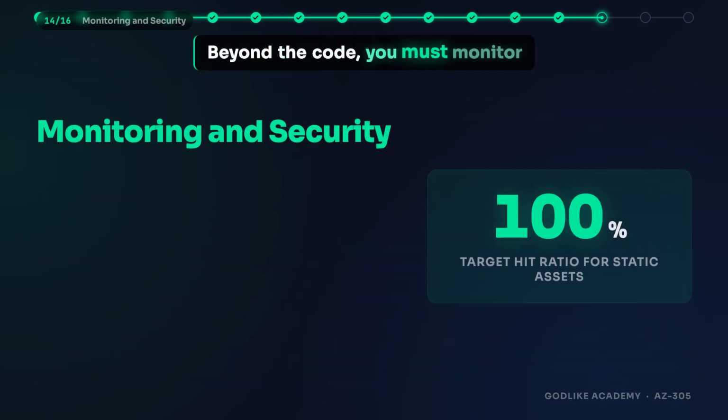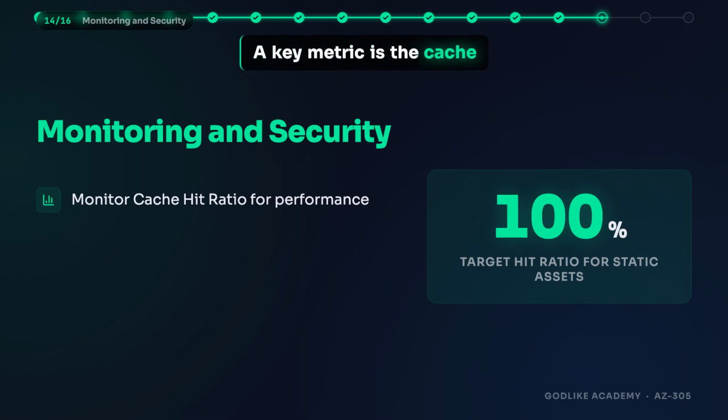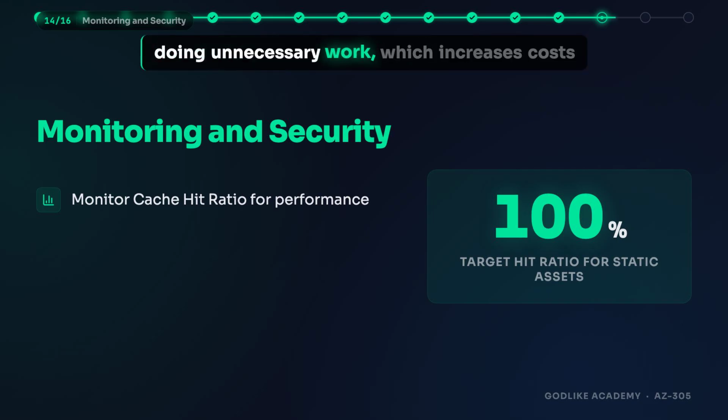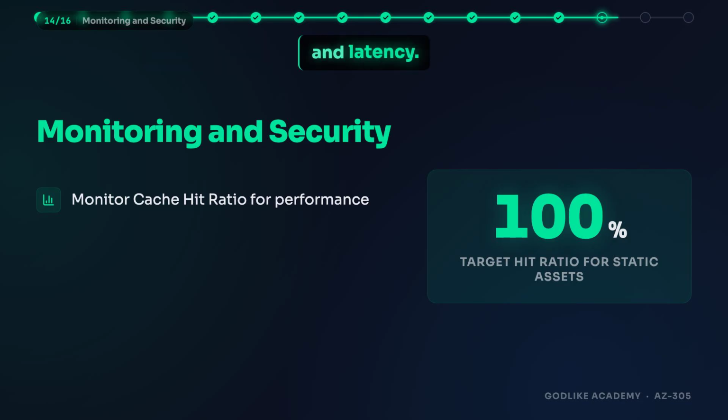Beyond the code, you must monitor the health of your caching strategy. A key metric is the cache hit ratio. If this ratio drops too low, it means your origin server is doing unnecessary work, which increases costs and latency. You should aim for a high hit ratio on static assets.